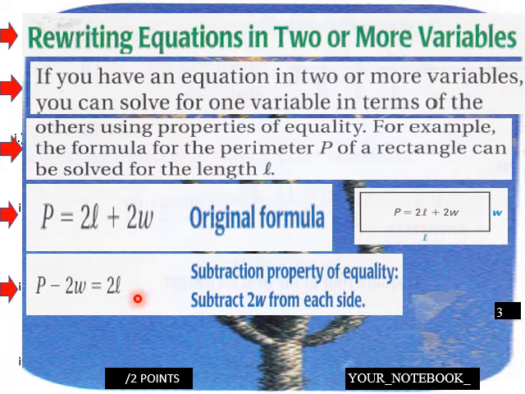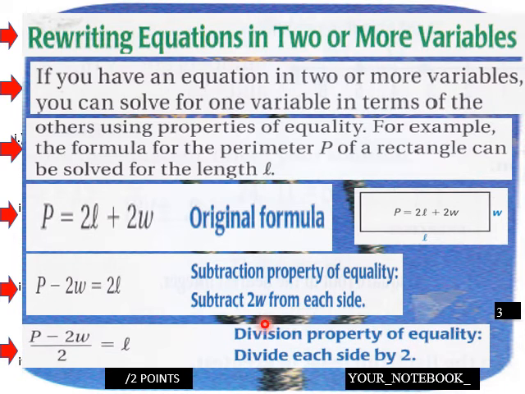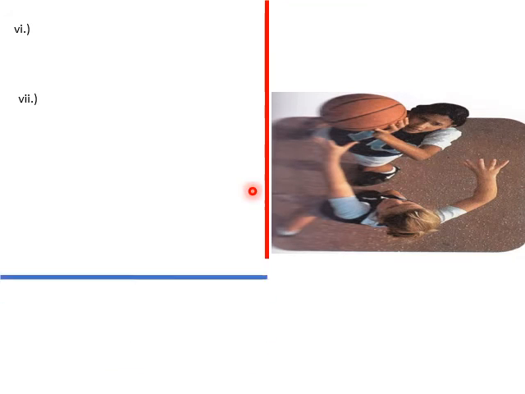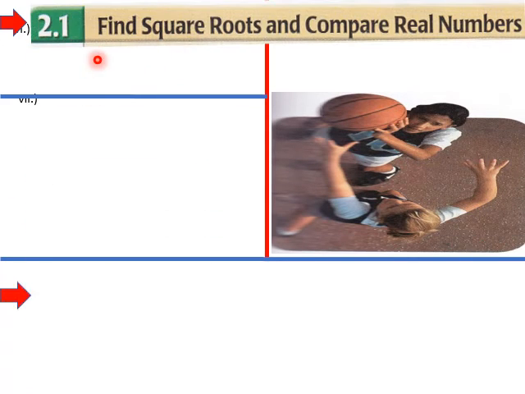Here's your diagram, and then P, we move our 2W over. P minus 2W equals 2L. Subtraction property of equality. Subtract 2W from each side. And then divide through by 2. And we have P minus 2W over 2 will equal your length. By the division property of equality, divide each side. So that's an example there of using properties of equality.